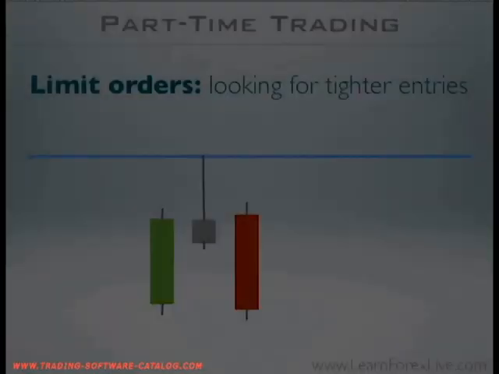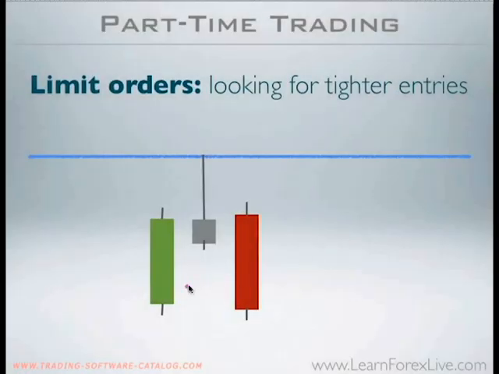In this video, we're going to be talking about limit orders and how they can help you get tighter entries. Okay? So far, what we've seen is, as far as taking our entry goes, we would wait for price to break beyond the actual reversal candle. To be more exact, 5 pips beyond that candle in order to trigger our entry.